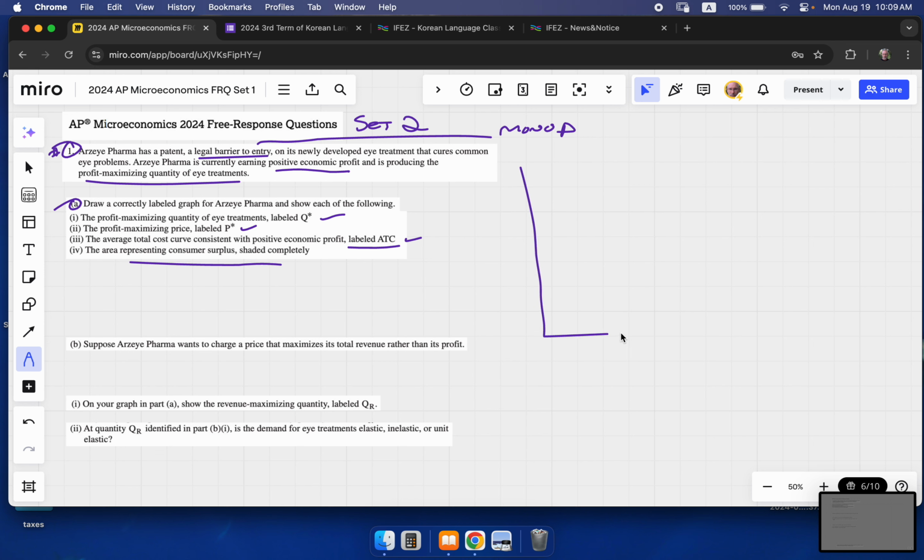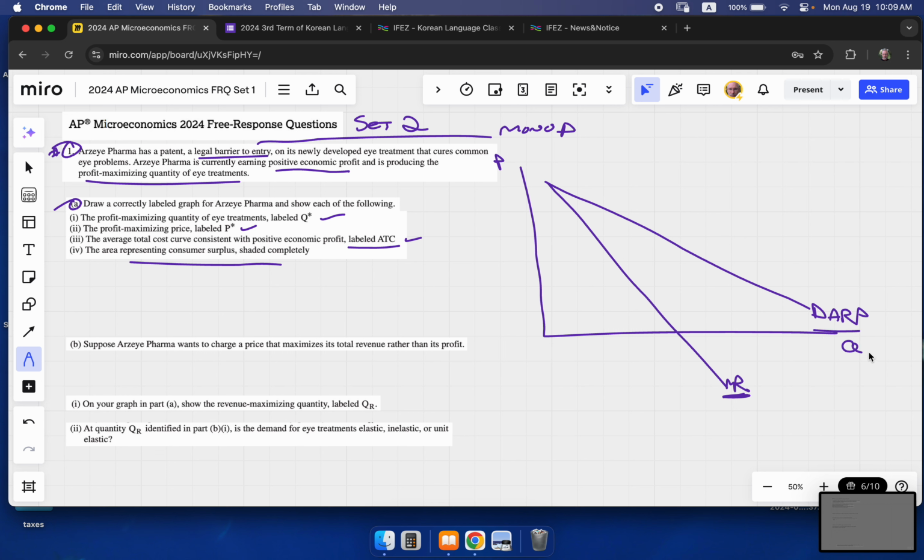So pretty simple for A. We just got a downward sloping demand curve and a marginal revenue curve that is under that demand. Recognize that this is not just demand. This is demand, it is average revenue, it is price. If this is your MR, this is your DARP: demand, average revenue, and price. And here's marginal revenue. Price and quantity on the axes.